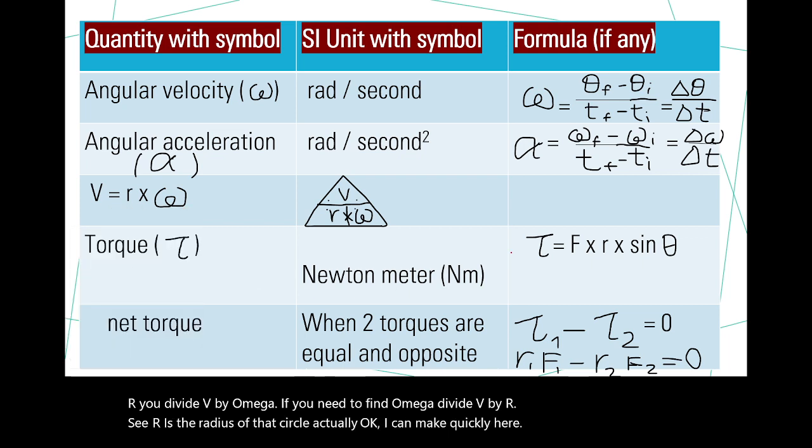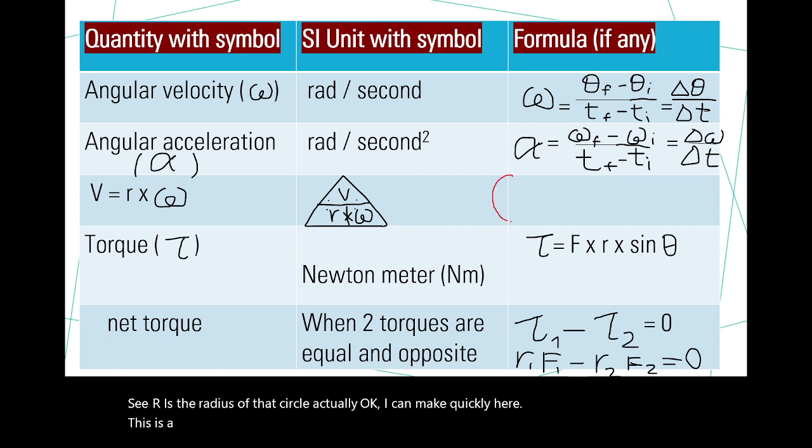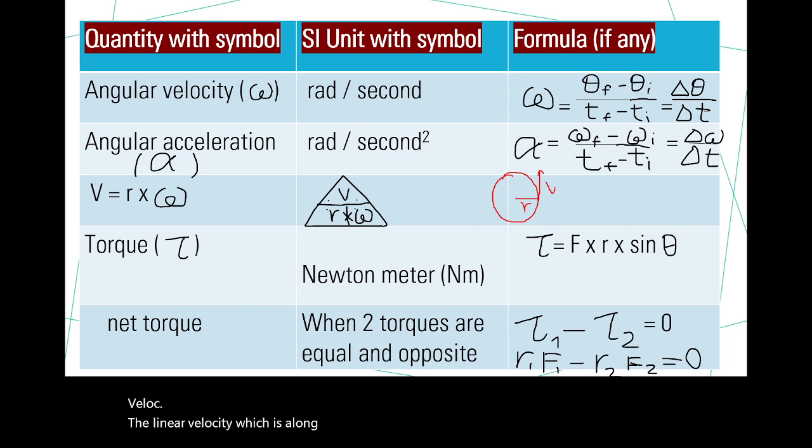I can make it quickly here. This is a circle, for example. This is the radius of the circle, and there is velocity, the linear velocity, which is along the tangent of the circle. The direction of omega, the angular velocity, is perpendicular to the direction of R and velocity.